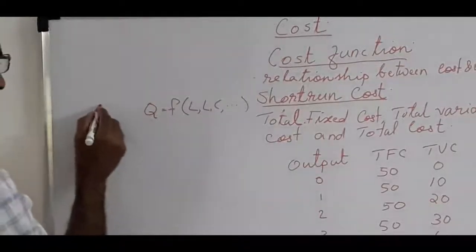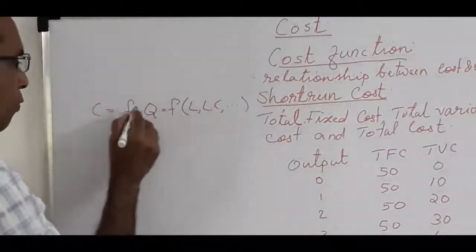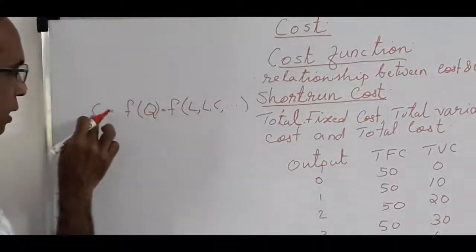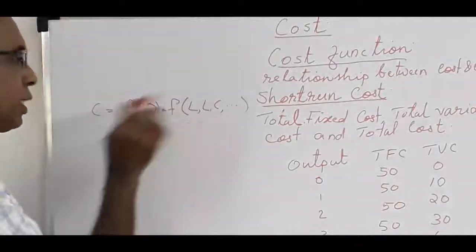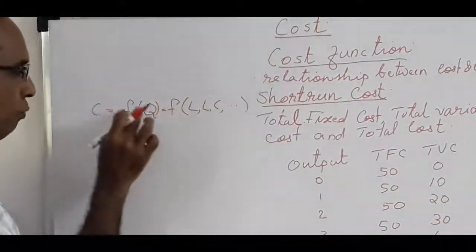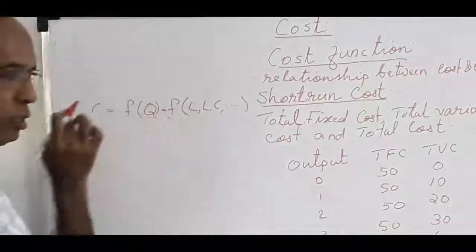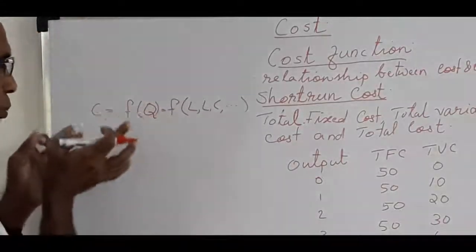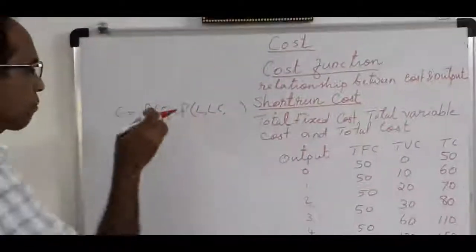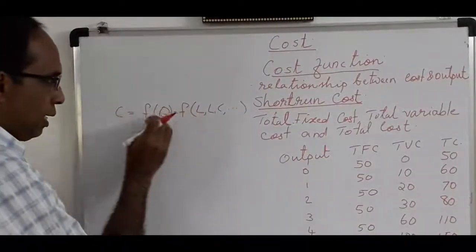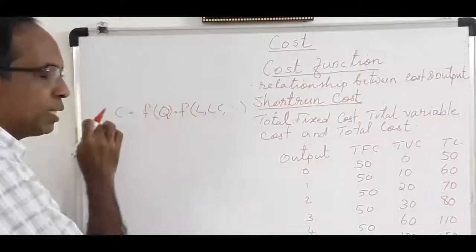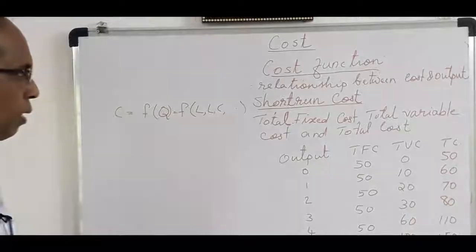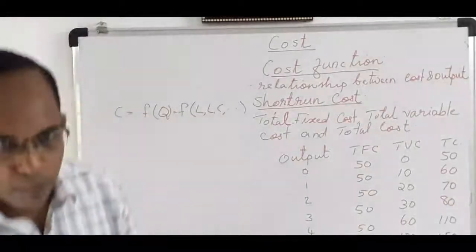Cost is a function of outputs. So cost function is really derived from production function. Cost is a function of outputs, right? Or there is a positive relationship between output and cost. The higher the output, the higher will be the cost of a producer, right? And first we study short-run cost.